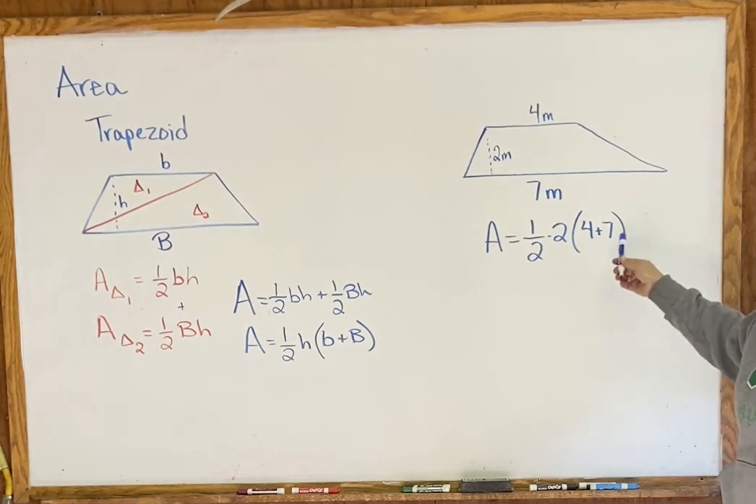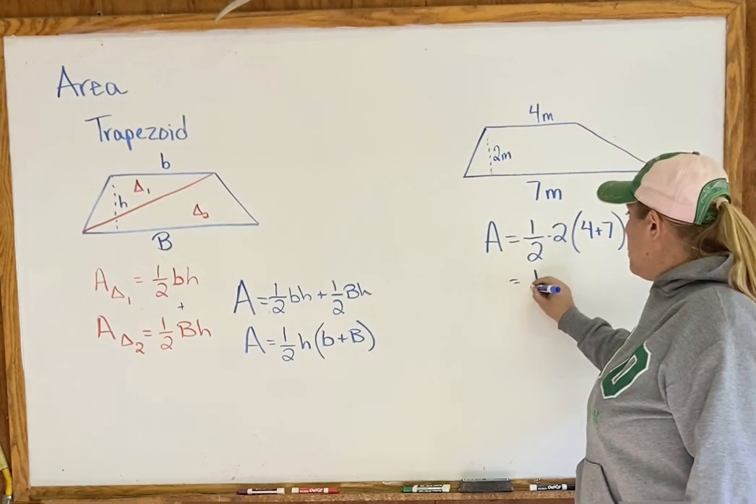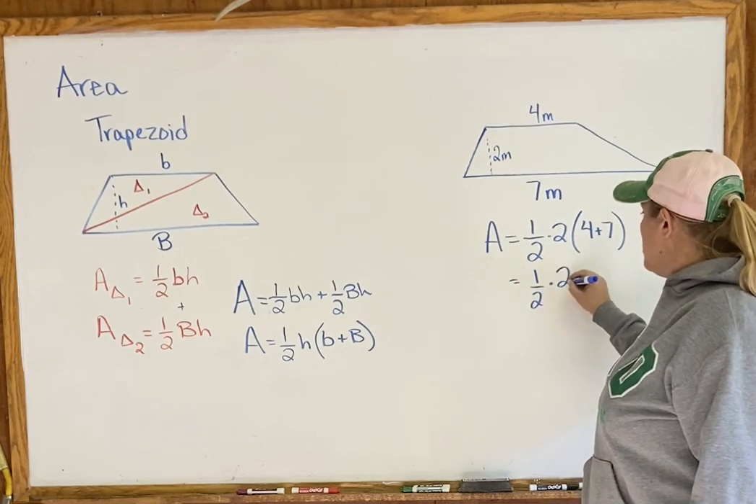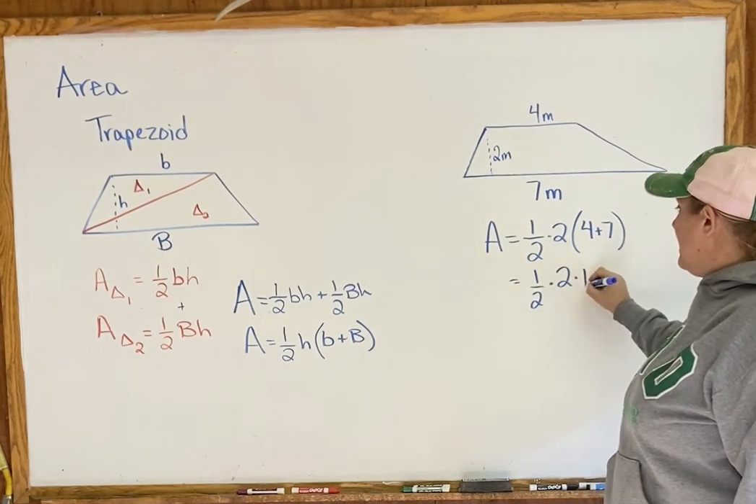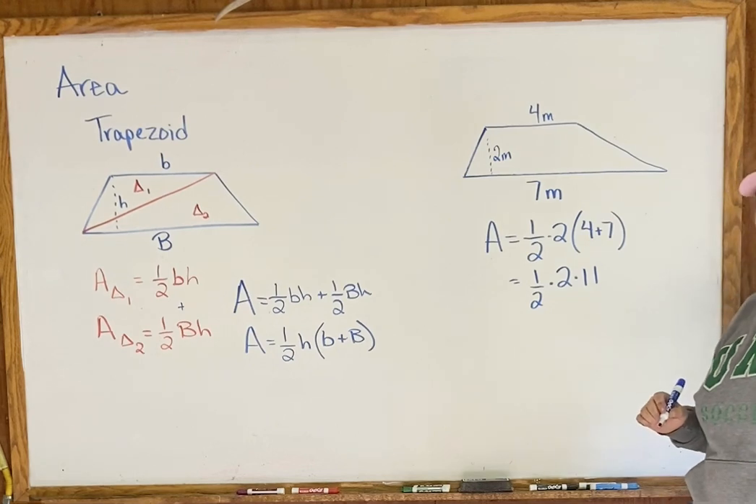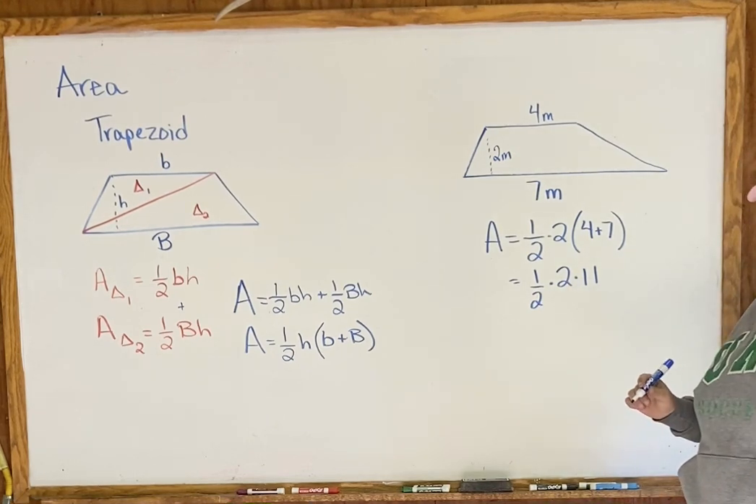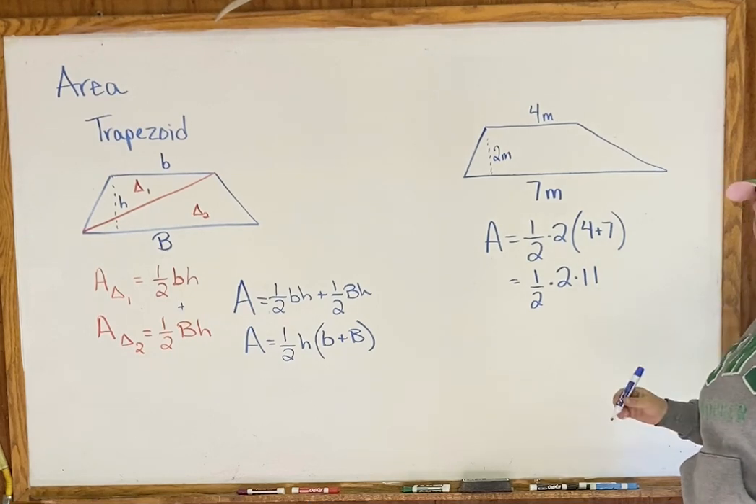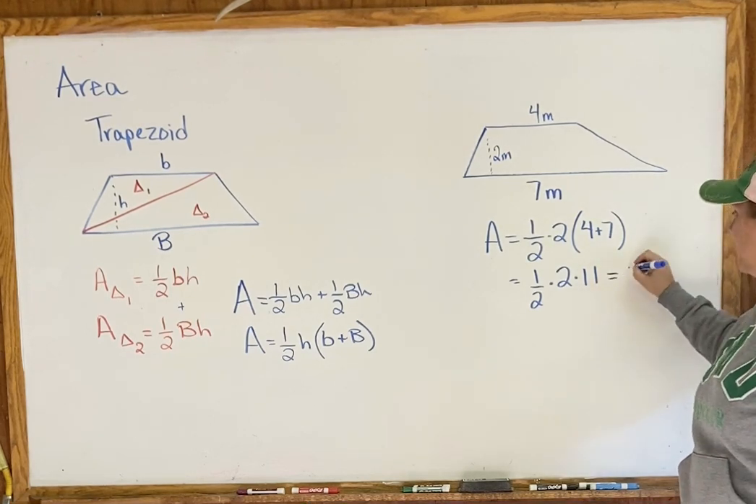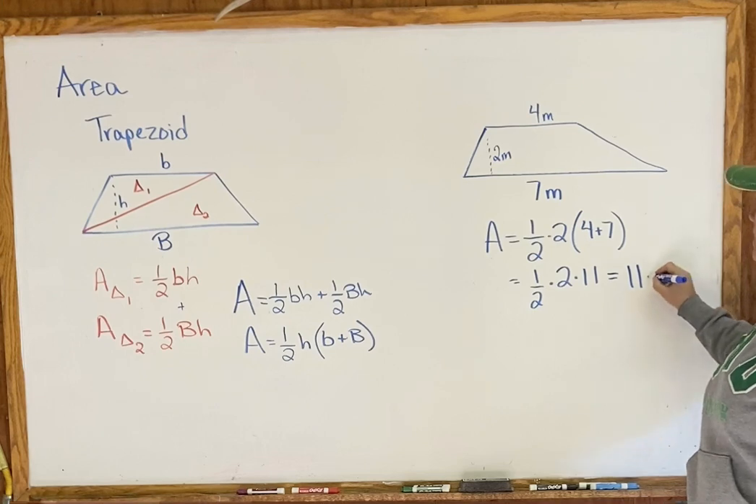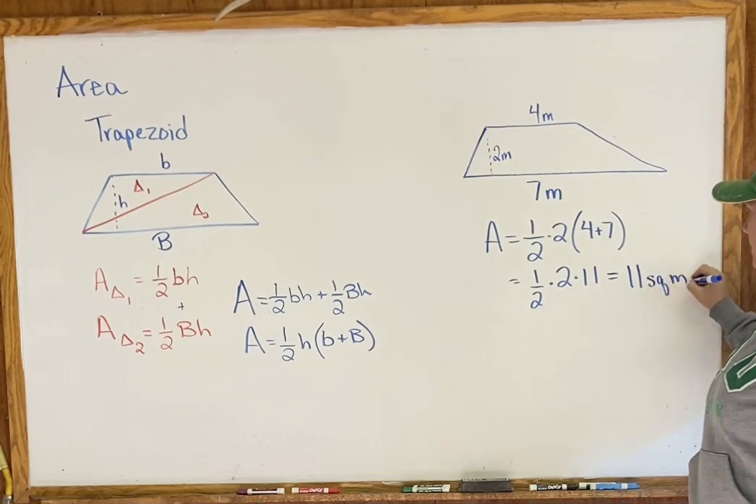Okay, let's put those guys together first. So 1/2 times 2 times 11. Everybody agree? So now the 1/2 and the 2 will cancel and just leave us 11, or 22 divided by 2 is 11. But anyway, you look at it, this is going to be 11 square meters.